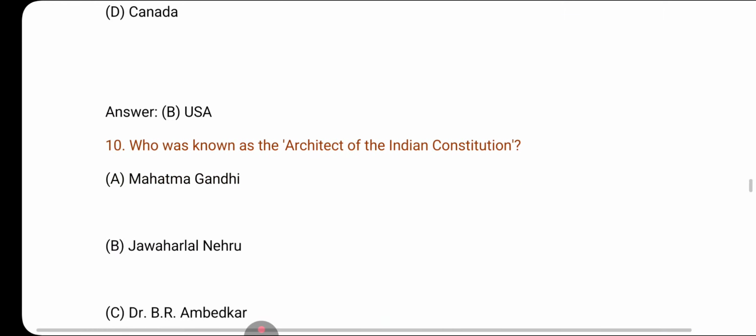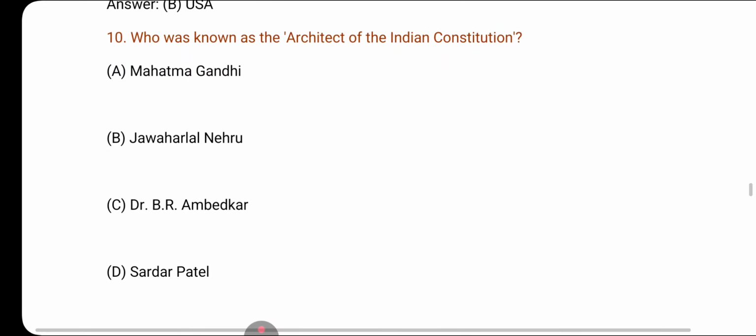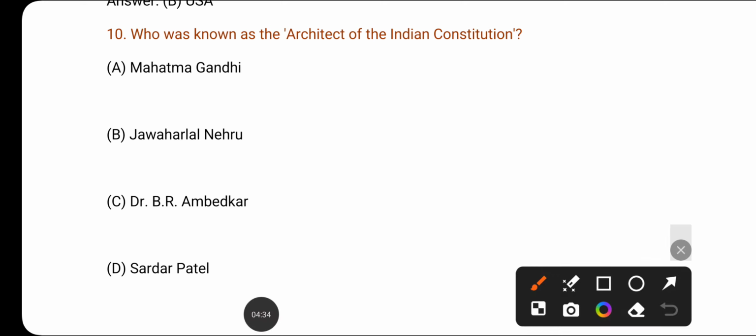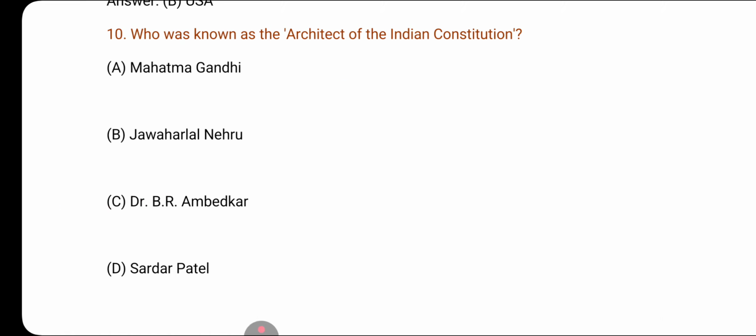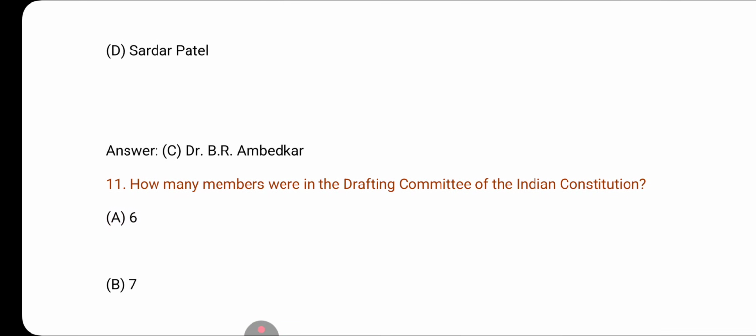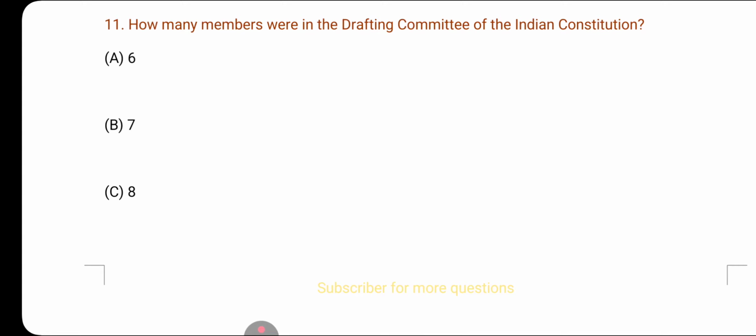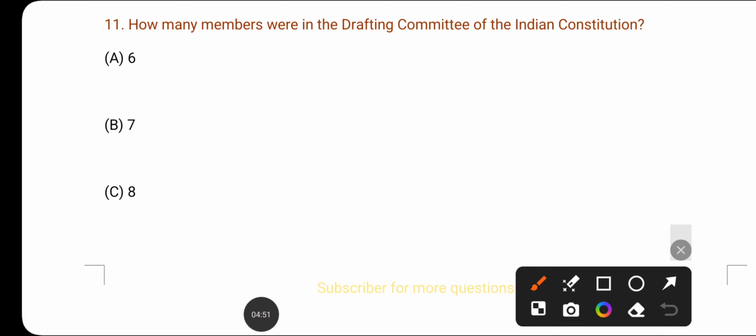The next question, friends, who was known as the architect of the Indian Constitution? Who was known as the architect of the Indian Constitution? The correct answer is option C, Dr. Bhim Rao Ambedkar. Next question, friends, how many members were in the drafting committee of the Indian Constitution?